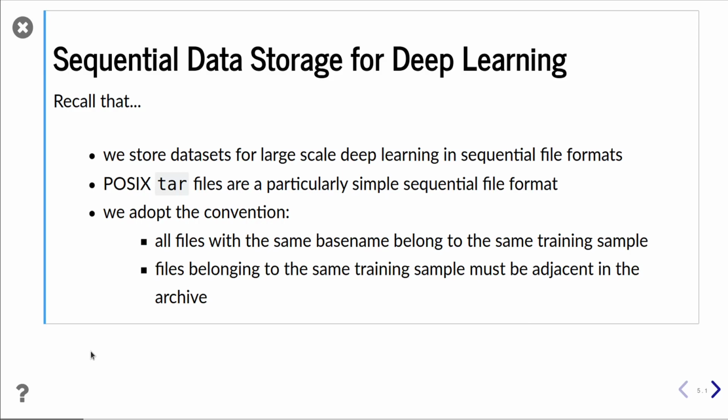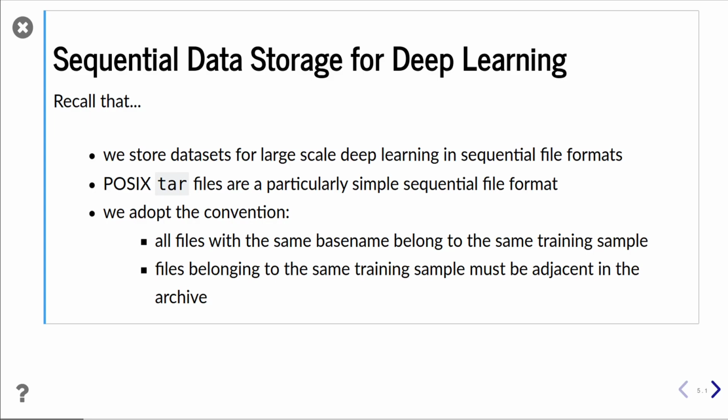In previous videos, we looked at data storage formats for deep learning. And recall that we store data sets for large-scale deep learning in sequential file formats because that improves efficiency. Now, POSIX tar files are a particularly simple sequential file format, and they're well suited to deep learning because most of the training data for deep learning comes in the form of individual files.